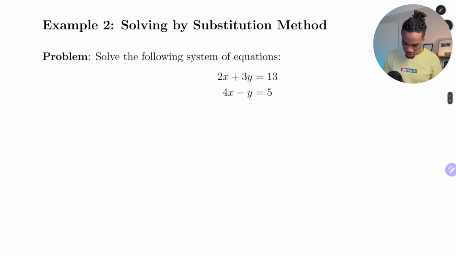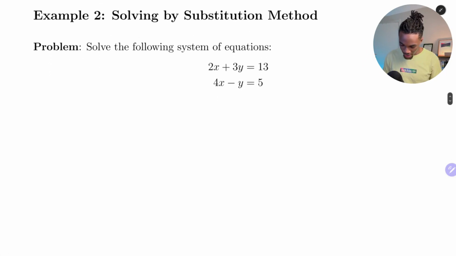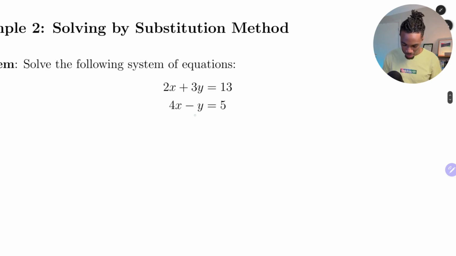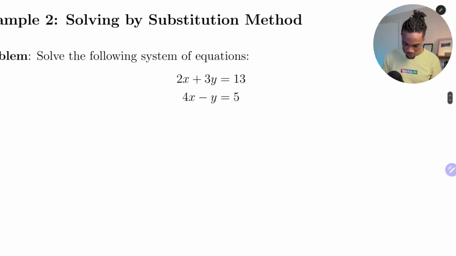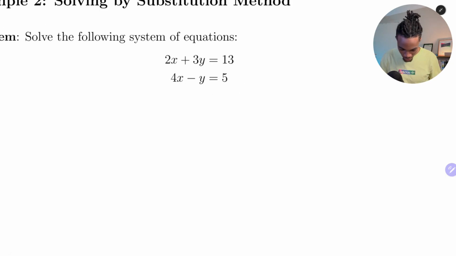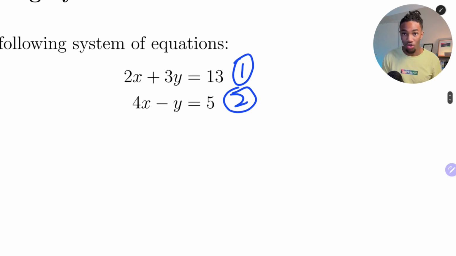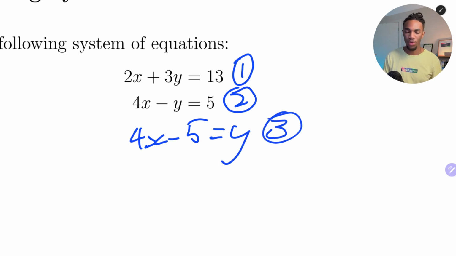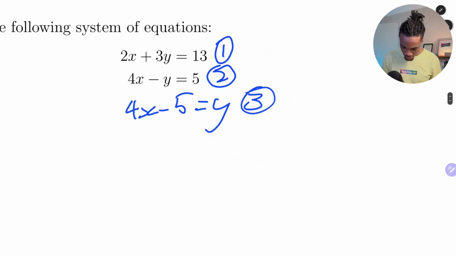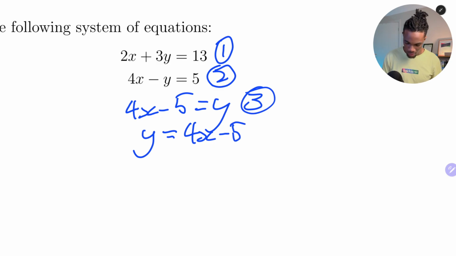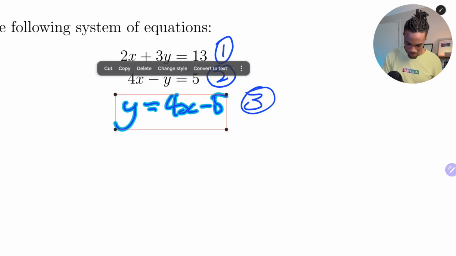So for the next one, we have 2x plus 3y equals 13, and 4x minus y equals 5. Let's solve whichever one's easiest for one variable. Let's do it for equation 2, for example. So 4x minus 5 equals y. We'll name this equation 3.